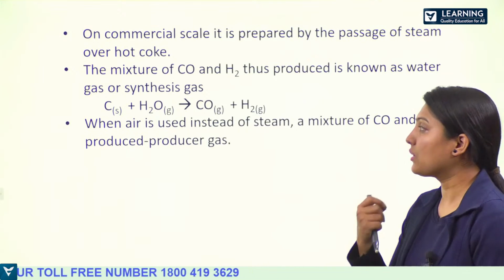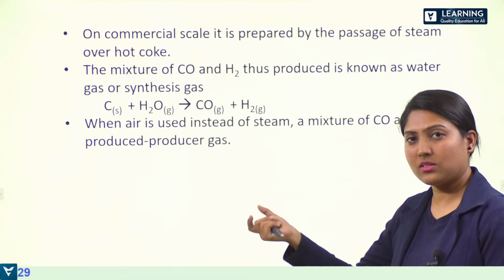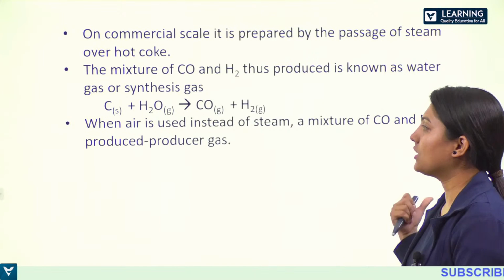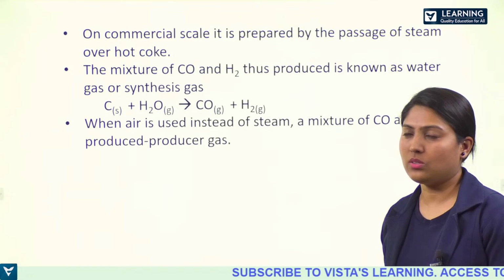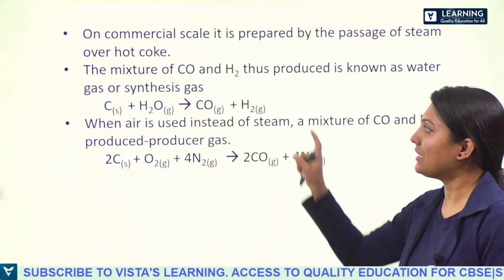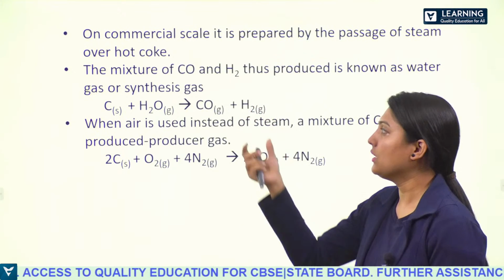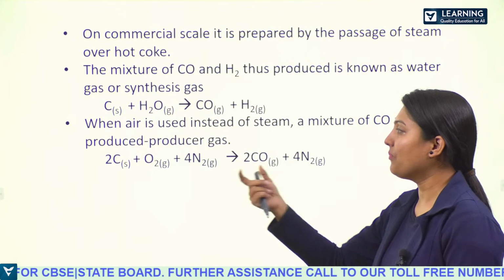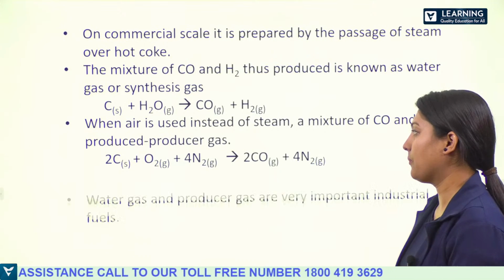When air is used instead of steam, when we are using oxygen instead of steam, a mixture of carbon monoxide and nitrogen is produced, because air contains mainly nitrogen and oxygen. So you can call that producer gas. What is producer gas? What is syngas? You have to remember, you can be asked in competitive exams also. So syngas is carbon monoxide with hydrogen gas, whereas producer gas is carbon monoxide with nitrogen gas.